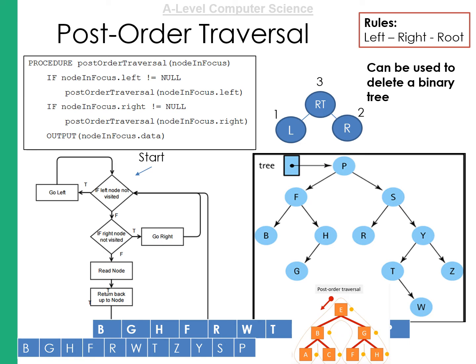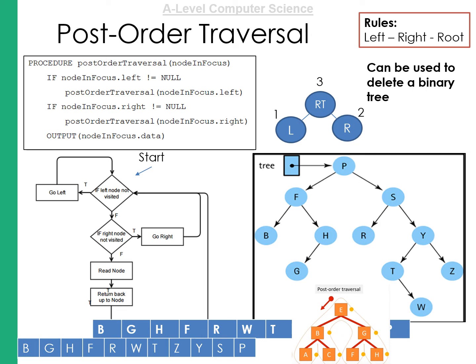Now the easiest way to do this is to draw around the tree with a pencil, and every time you get to the right hand side of a node, include it in your answer. So the first item would be B. We then continue drawing around our tree, and the second one we come to is G, followed by H and then F. We continue drawing, and you see we've not reached the right hand side of P yet, so we carry on down the side and we'll meet R next, followed by W, T, Z, Y, S, and finally P. In a post-order traversal, the root node will usually be the last item that you visit.